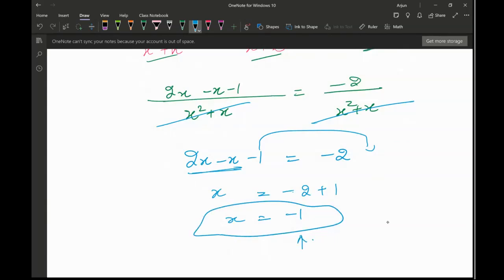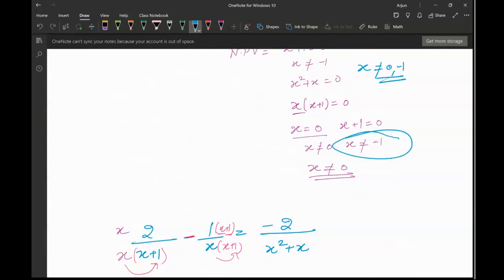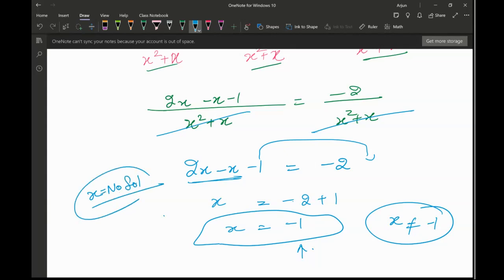But minus 1 cannot be your answer. What did we say? Non-permissible value. x cannot be minus 1 or 0. x cannot be negative 1. So your final answer will be x has no solution. No solution for this kind of a question.